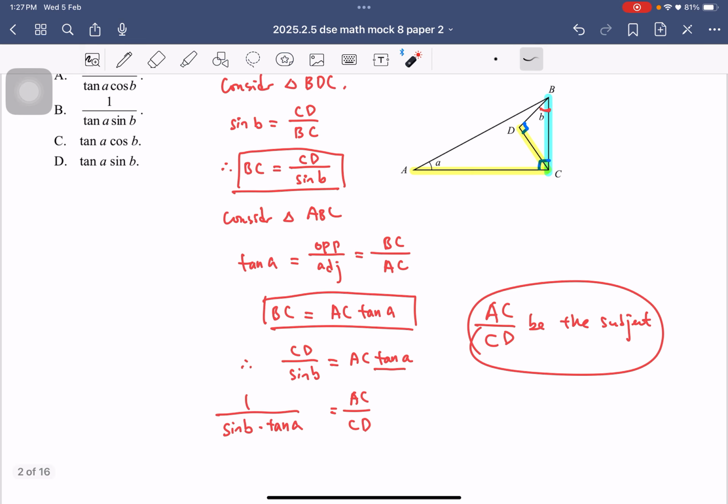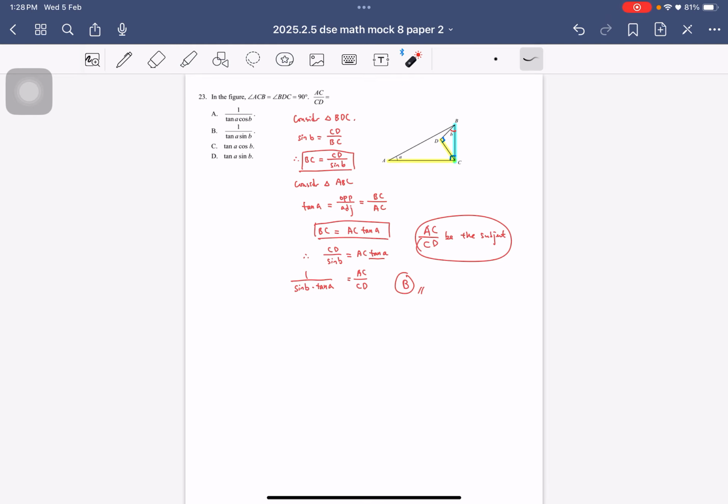So the answer should be equal to B. Is it? Yes, the answer should be B. So this question just uses the definitions of SOH CAH TOA. And then if you see a diagram, there's not a real triangle, then try to find a common side that can link them together. Okay? So next questions.